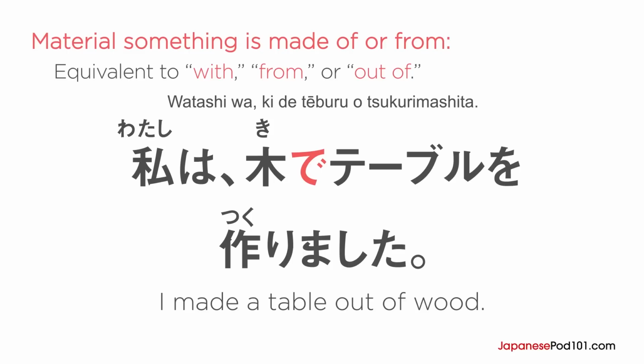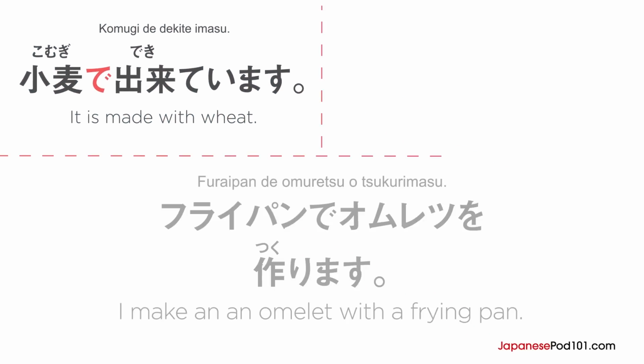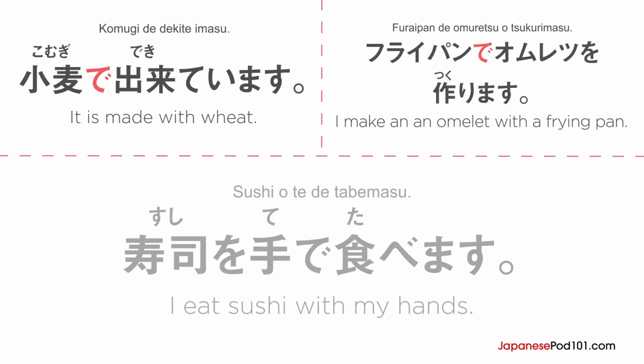Let's take a look at a few more examples with the same particle used as means marker. 小麦でできています. It is made with wheat. フライパンでオムレツを作ります. I make an omelet with a frying pan. 寿司を手で食べます. I eat sushi with my hands.